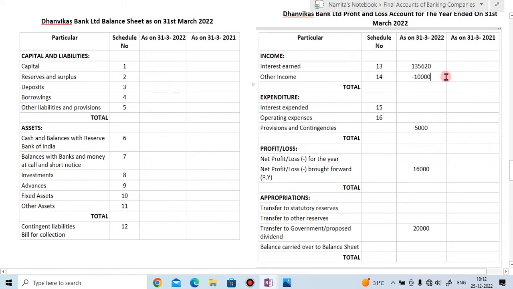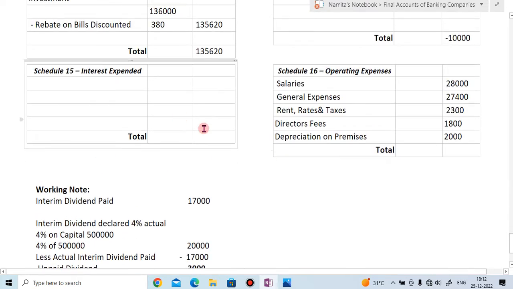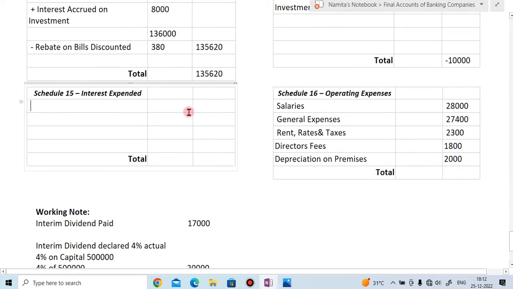Next, now add the total of schedule number 13 and 14. So 1,35,620 minus 10,000. So total of income is 1,25,620. Okay. So total of income we have got. Now expenditure, interest expended and operating expenses. So schedule 15, the total of schedule 15. In schedule 15 there are no entries, so it is what? Nil. It is nil, right?